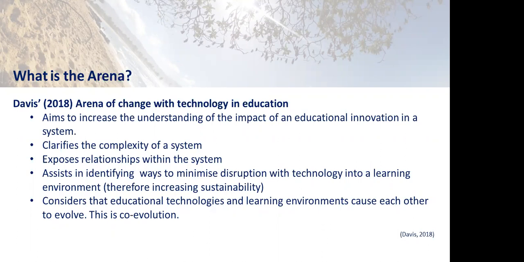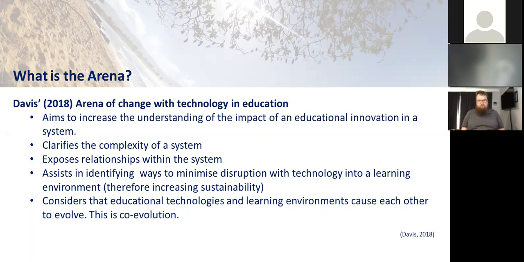Now, this is very important. We want to minimize the disruption with technology in a learning environment, and by minimizing the disruption, we increase the sustainability. The arena considers that educational technologies and learning environments cause each other to evolve. This is coevolution, so the technology and the environments have an impact on each other. As I've discovered with my research, the evolution can be planned, but just as in real life with evolution, there can be surprises. You can plan to a certain extent, but you have to expect that some things will occur that you didn't plan for.